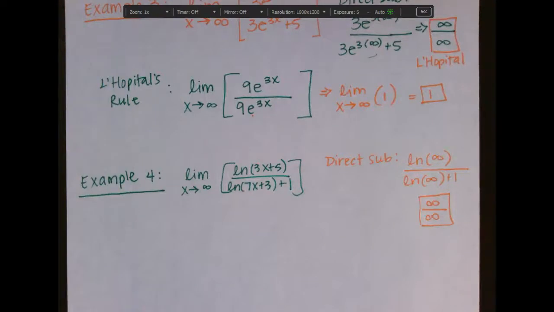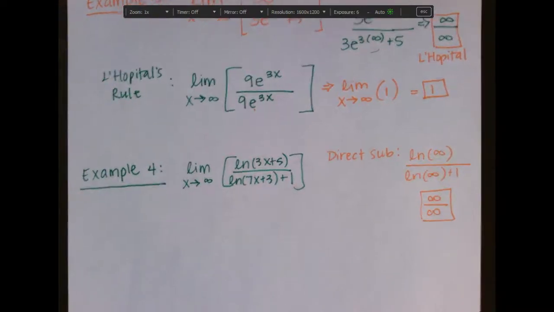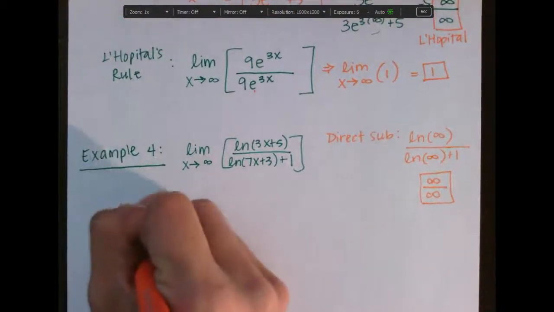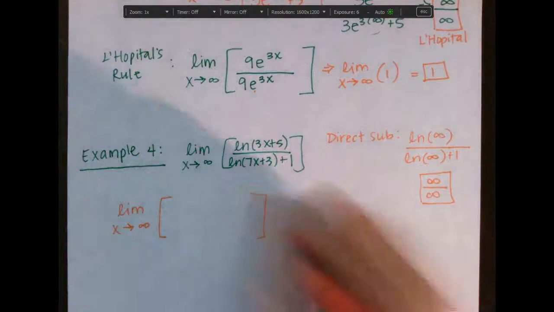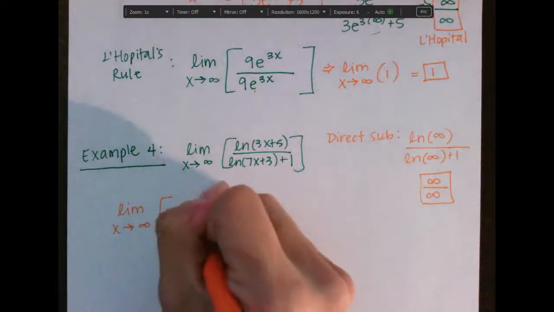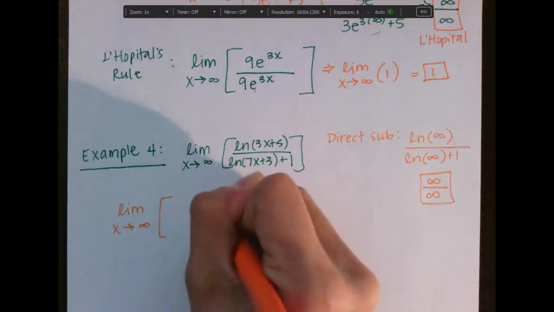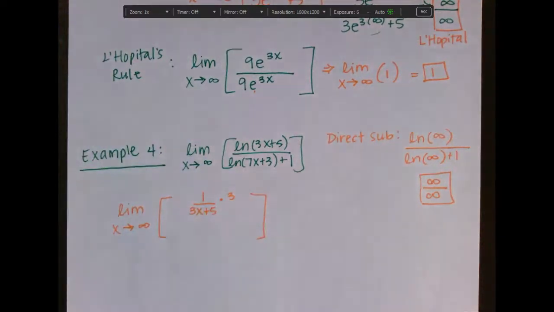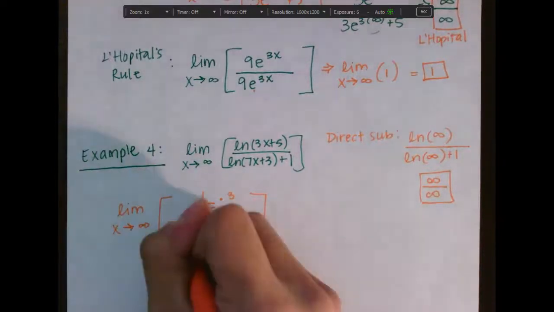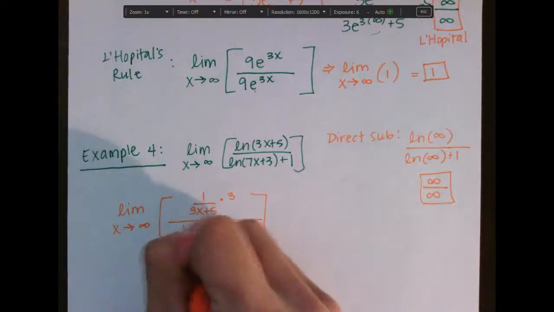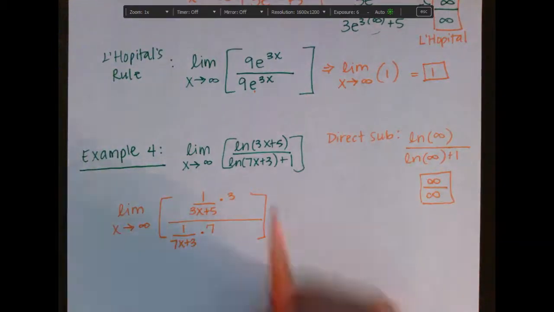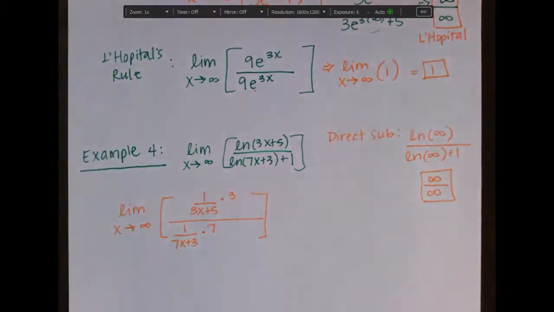So we're going to use L'Hopital's rule in order to continue. So I'm going to take the derivative of the top and the derivative of the bottom, and I'm going to do that separately. The derivative of a natural log function is always 1 over the argument multiplied by the derivative of that argument. Same process on the bottom, taking the derivative of the natural log function: 1 over the argument times the derivative of the argument, and then the derivative of 1 is 0.